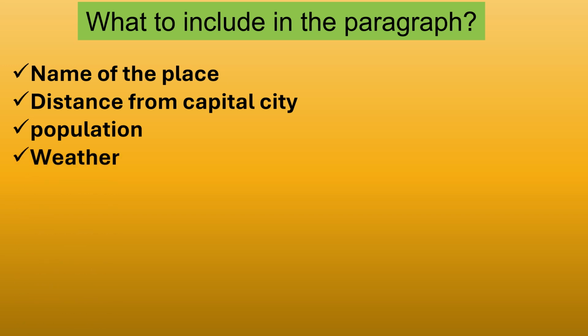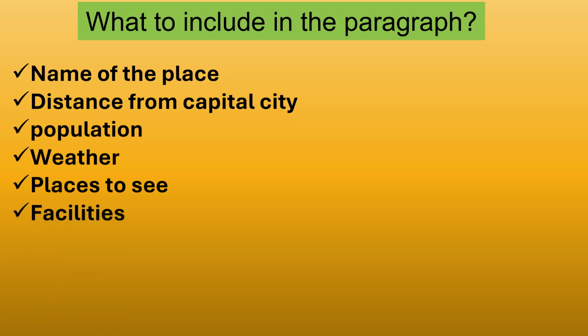After population, you write about the weather of the place. How the weather will be in summer and how the weather will be in winter. You need to mention that. Then, what are the interesting places, famous places there, which you can go and see? You must mention all those places.